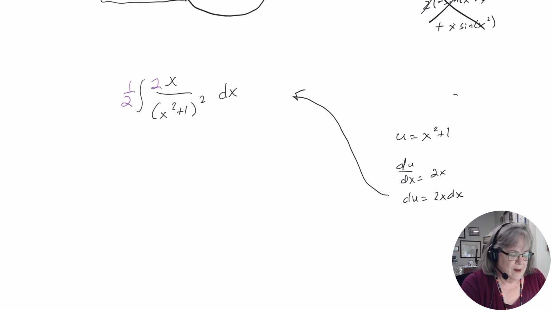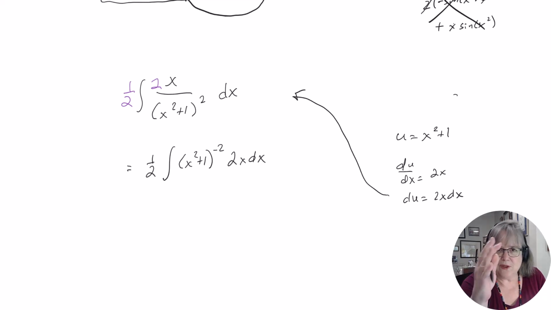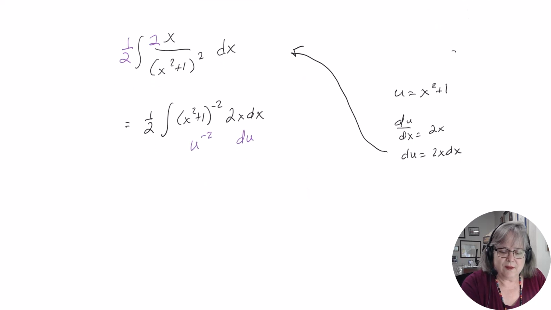So what I'd have is 1/2, and I'm going to integrate (x squared plus 1) to the negative 2 times x dx. It helps me to get my u stuff all together, instead of leaving it mixed up around everything. So this is my du, and this is u to the minus 2. So I'm going to be integrating 1/2 u to the minus 2 du.